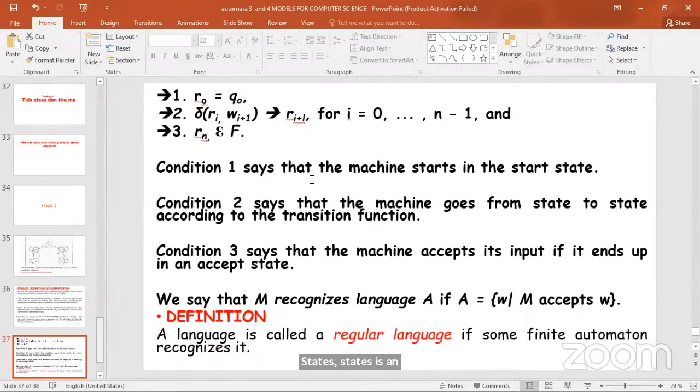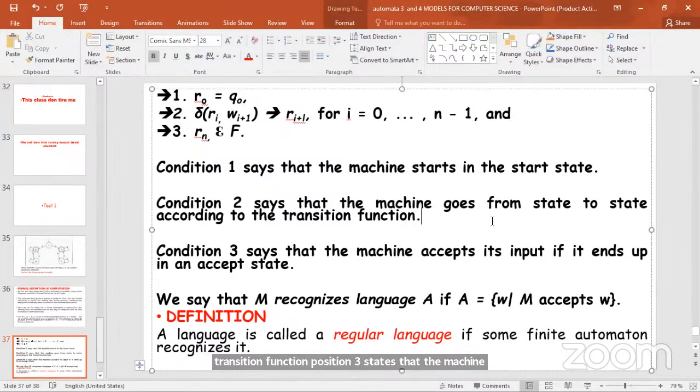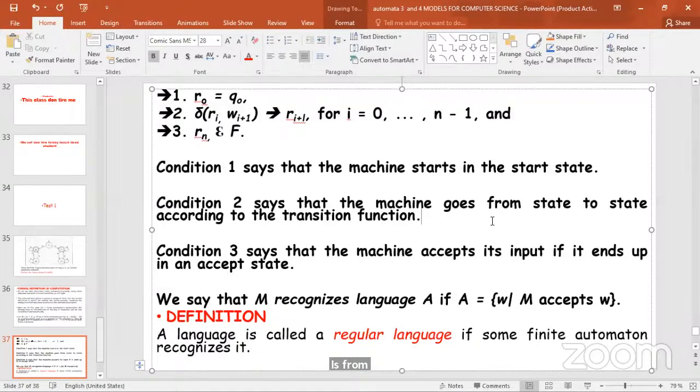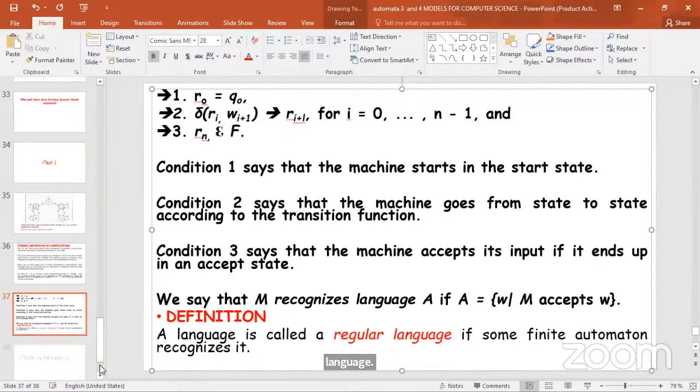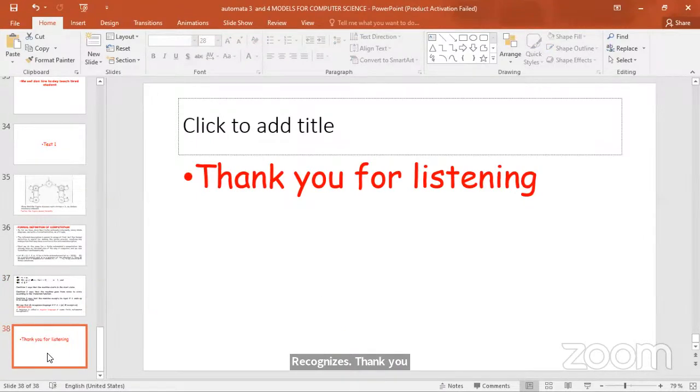So condition 1 says that the machine starts in the start state. Condition 2 states that the machine goes from state to state according to the transition function. Condition 3 states that the machine accepts its input if it ends up in an accept state. So we say that M recognizes language A if A is the set of strings w that M accepts. A language is called a regular language if some finite automaton recognizes it. Thank you for listening to this class, and I hope that you can go over the recorded version of it.